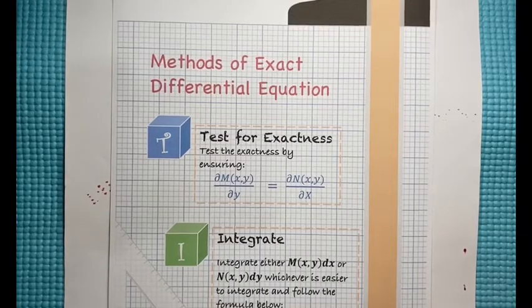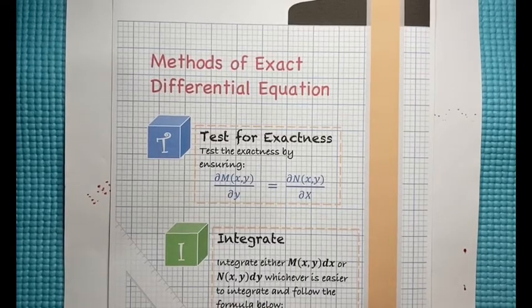But let's try to enumerate first the different steps or the different process in order to solve a differential equation using the method of exact differential equation. Always, the first step would be the test for exactness. The test for exactness is that we find the partial derivative of one function with respect to y, and then the other function with respect to x, and if they yield equal results, then that is classified as an exact differential equation.